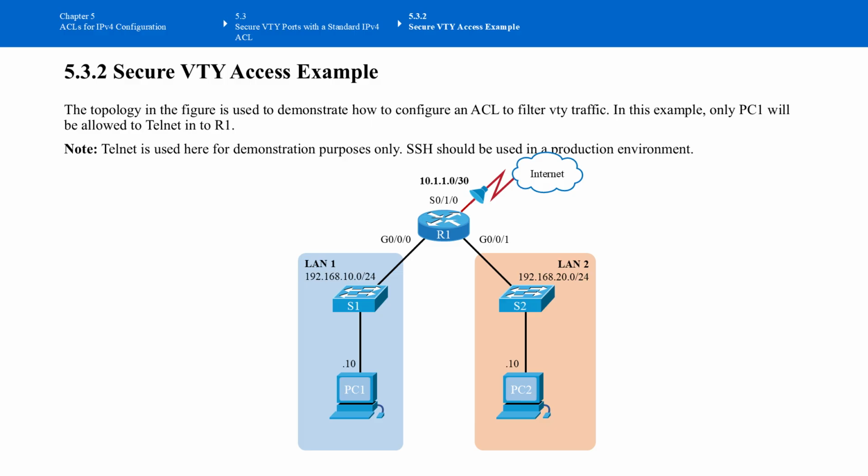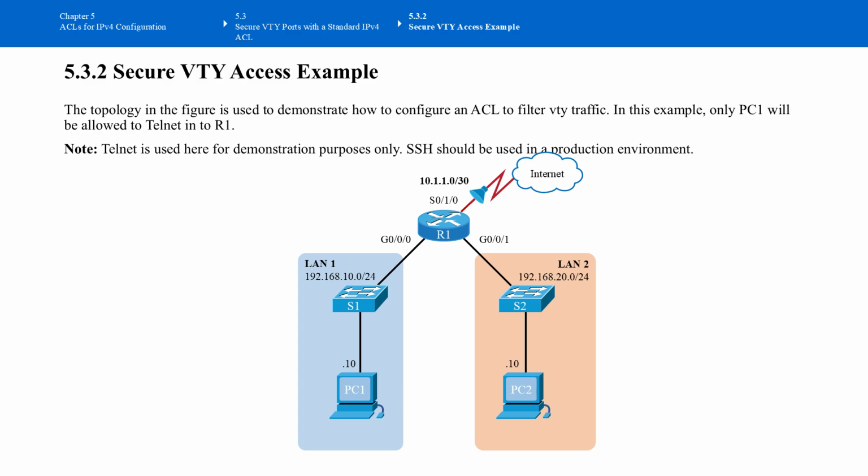So an ACL can permit PC1. Use the command access-list 10 permit host 192.168.10.10 and then apply it to R1's VTY lines. The command is line vty 0 4 and access-class 10 in. Because of the implicit deny any, for PC1, Telnet or SSH to R1 is allowed. And for PC2, Telnet or SSH to R1 is denied.